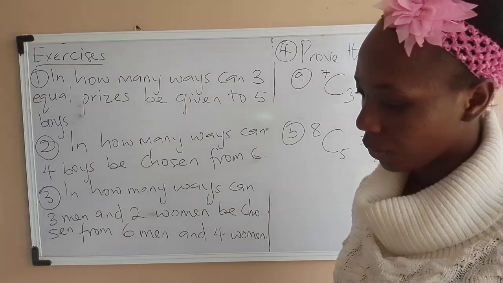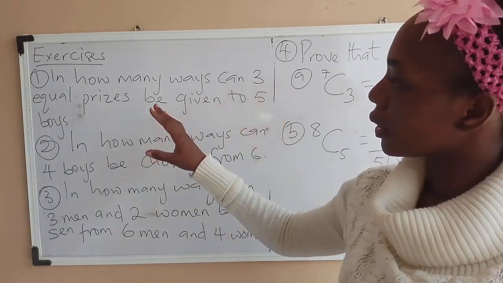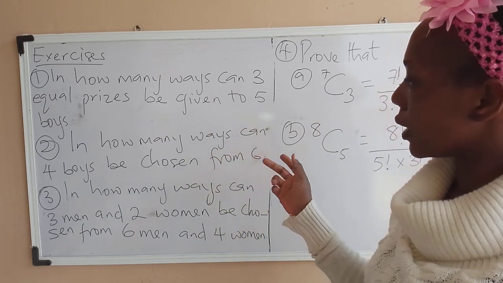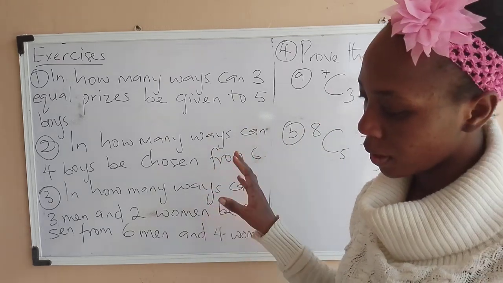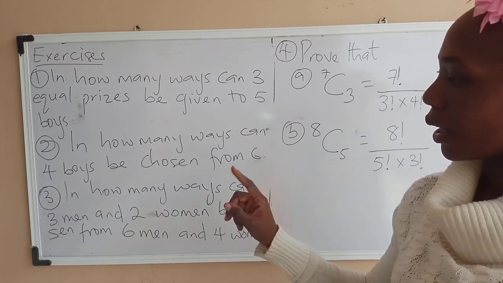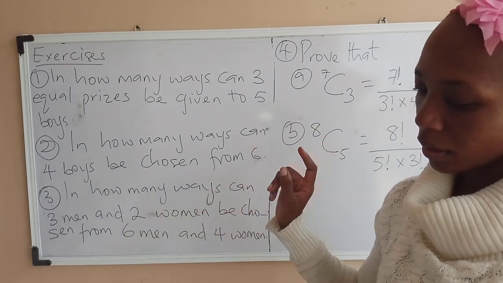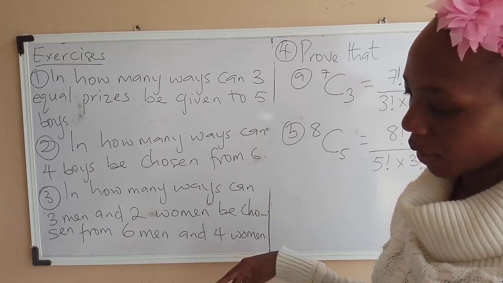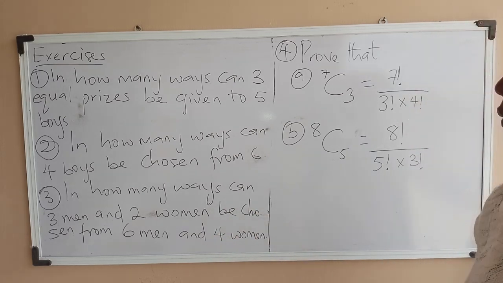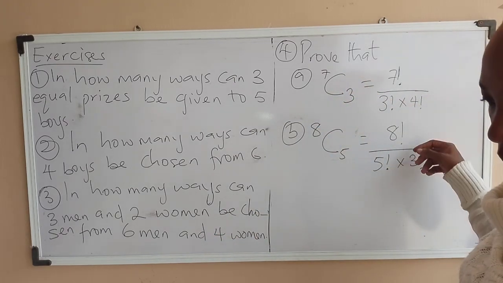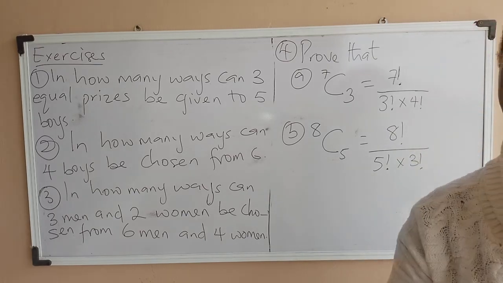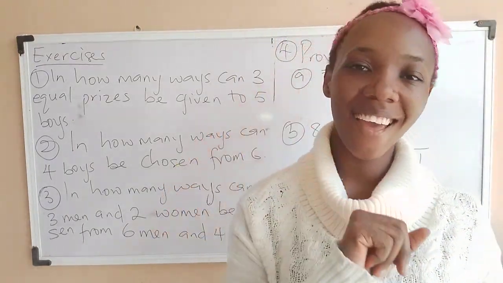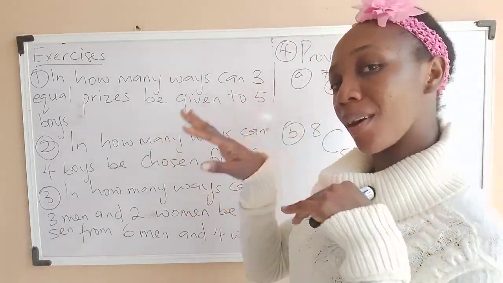You'll be doing them and cross-checking. 1. In how many ways can 3 equal prizes be given to 5 boys? 2. In how many ways can 4 boys be chosen from 6? 3. In how many ways can 3 men and 2 women be chosen from 6 men and 4 women? Then prove that this is this, this is this. So this has brought us to the end of permutation and combination.